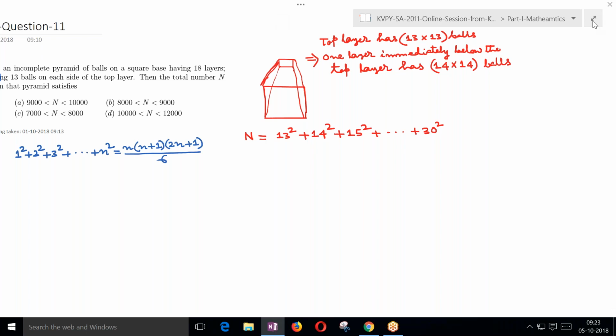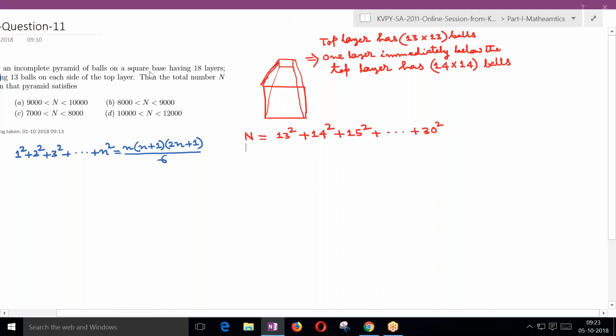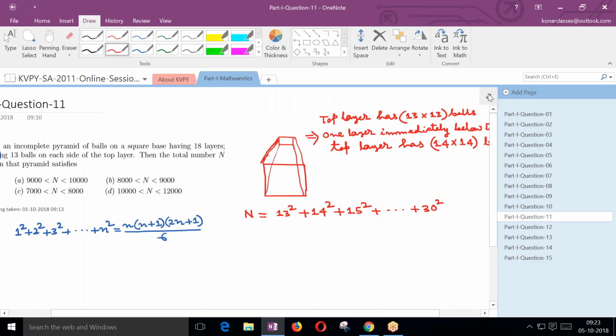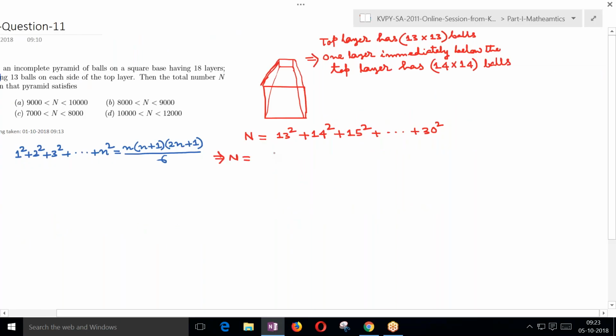So how we can use it? That implies we can write n is equal to 1 square plus 2 square plus 3 square dot dot dot up to 30 square. From there we'll subtract 1 square plus 2 square plus 3 square up to 12 square. Correct? So I hope all of you understood this step.